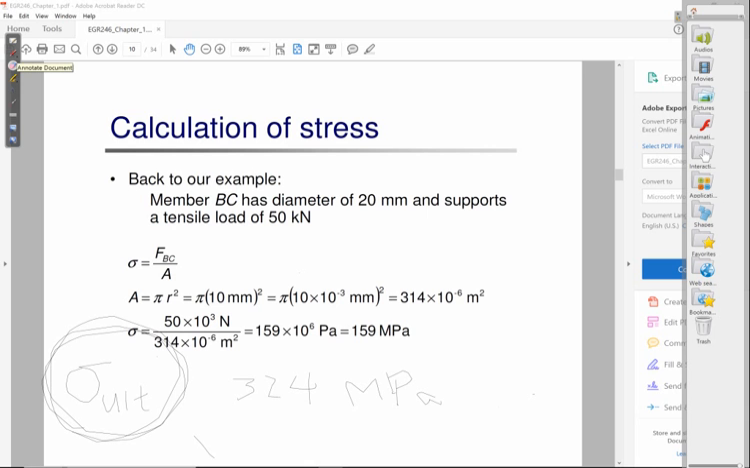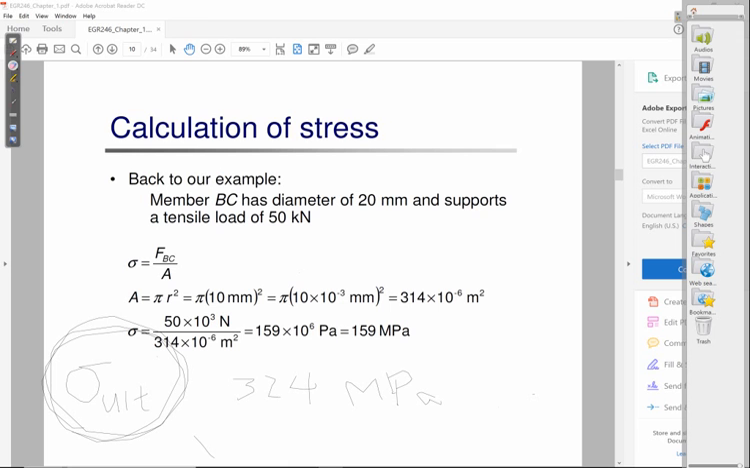All right, so going back to our member BC, we know that it's got a stress of 159 megapascals. And if you were the engineer now, and your task in this particular case was to pick a material to make this structure out of, what you would do is go through a table of materials, something similar to that table that we just pulled up, and start looking at all the different ultimate stress values that are listed.